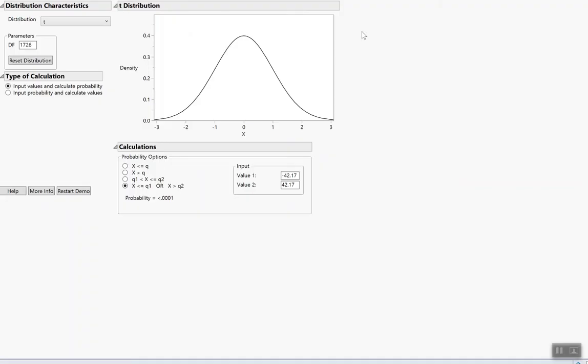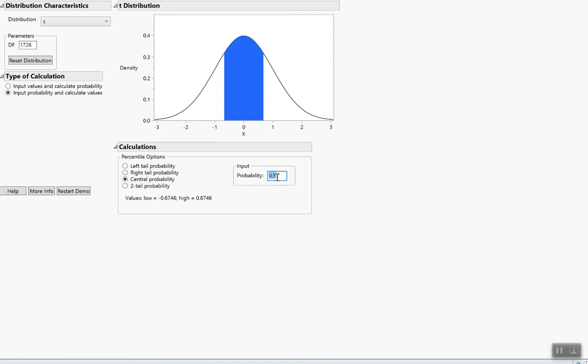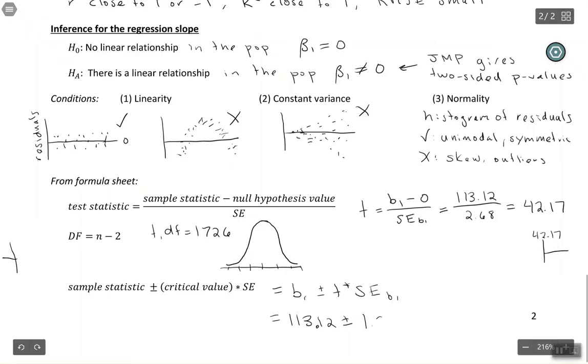So we're still using the t distribution. We've still got the same degrees of freedom, n-2, but we're going to do input probability here, central probability, and if we want a 95% interval, we put in 0.95, and this number would be our t star, 1.9613. All right, so we'll fill it in, 1.9613, that's our critical value, multiply by the standard error, 2.68, and if you put that all together, this would give you your 95% confidence interval.